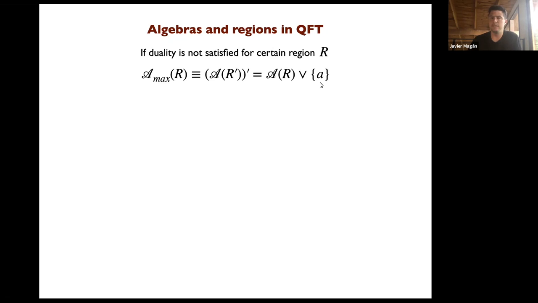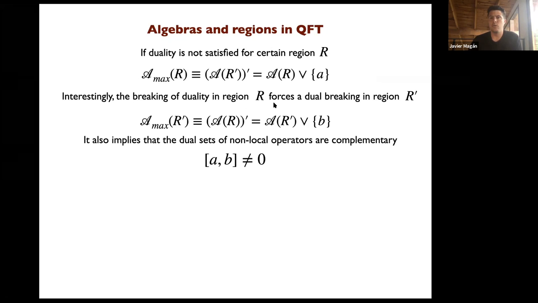Now, interestingly, the violation of duality in a region R forces a dual breaking of duality in the complementary region. The reason is simple, and it's because we can take two different commutants. So we can take the commutant of the local algebra in R, or we can take the commutant of the maximal algebra in R. And therefore, for the complementary region, we have the same thing. We have the local algebra, and we also have the maximal algebra, which contains the local one, but it also contains some non-locally generated operators that we will denote by B.